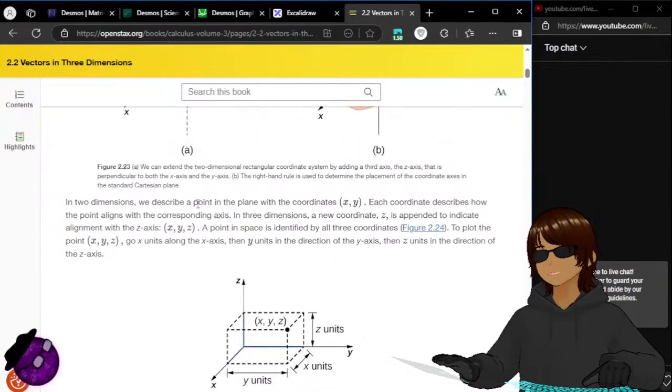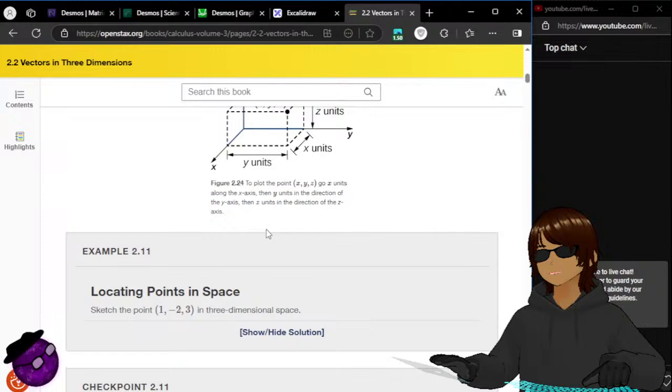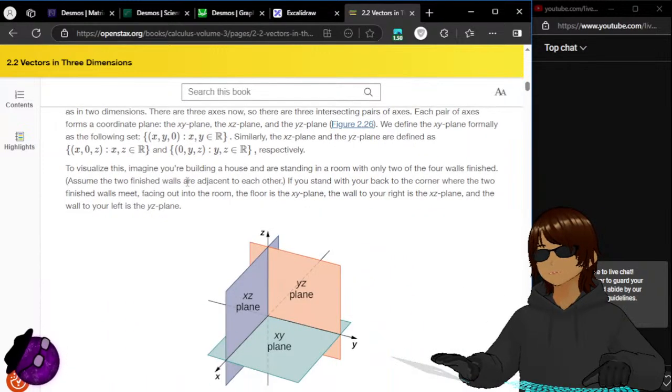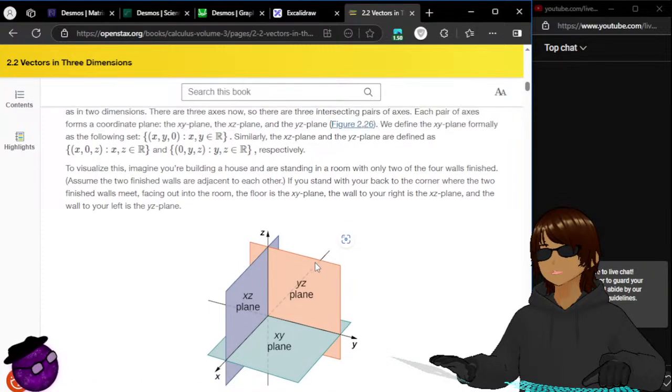In 2 dimensions, we describe a point in the plane with coordinates x, y. Each coordinate describes how the point aligns with the corresponding axis. In 3 dimensions, a new coordinate z is appended to indicate alignment with the z-axis. A point in space is identified by all 3 coordinates. To plot the point x, y, z, go x units along the x-axis, then y units in the direction of the y-axis, then z units in the direction of the z-axis. Okay, you have the xy plane, which is what we are familiar with. Then we also have the xz plane and the yz plane.